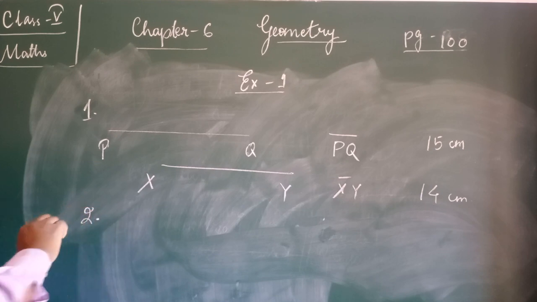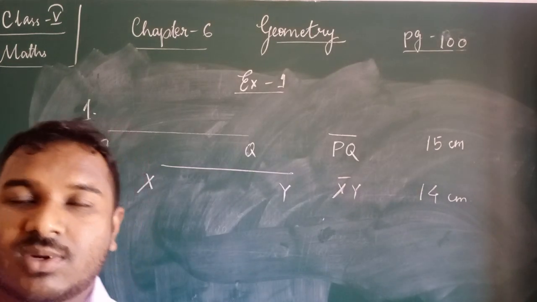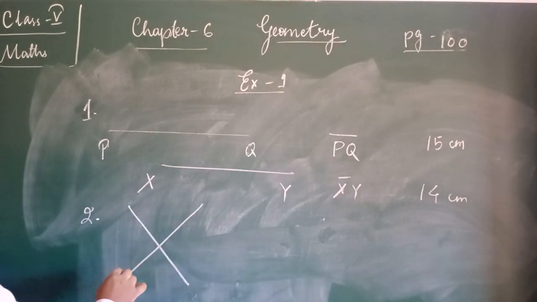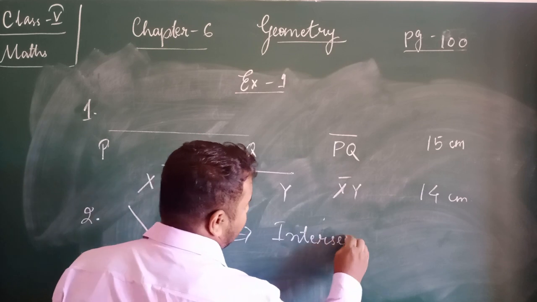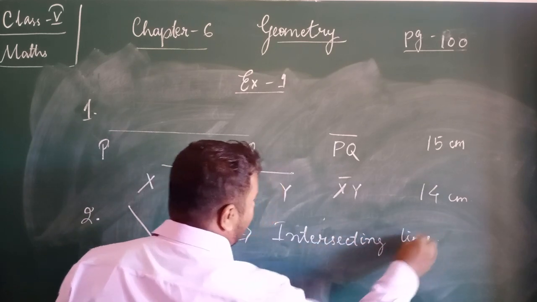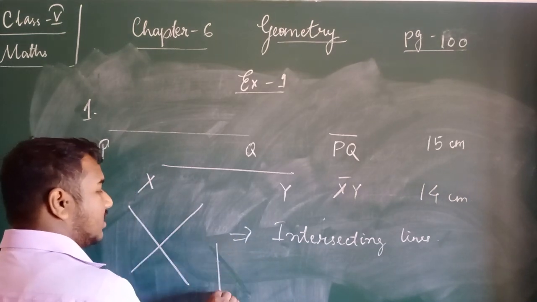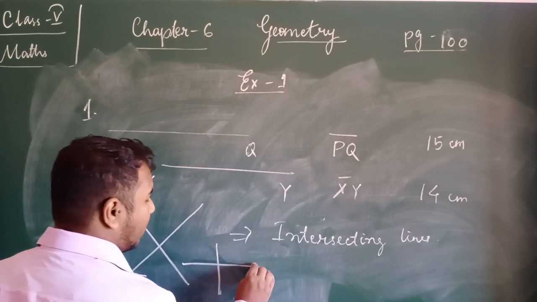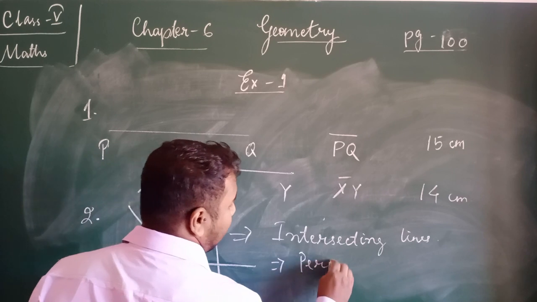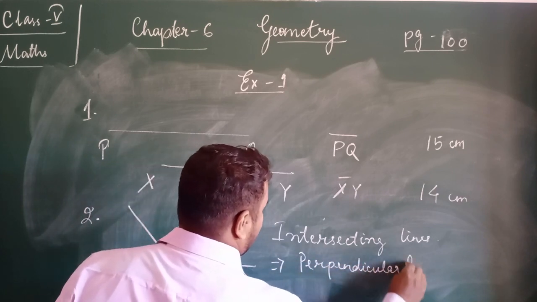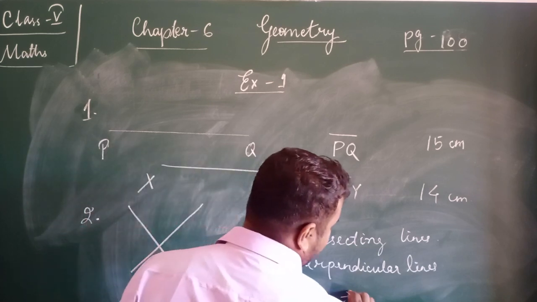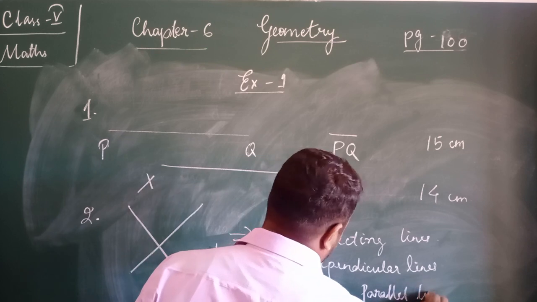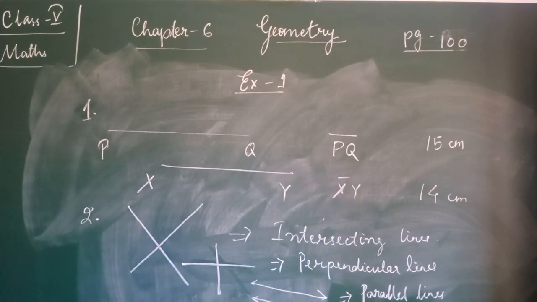Then exercise 2, question number 2. Write the different types of line segments and classify them. Where you see lines crossing each other like an X, you will write intersecting lines. Where you see a plus, you will write perpendicular lines. Where you see lines of the same distance like this, there you will write parallel lines. All the diagrams you have to make in your notebook. Clear, all of you?